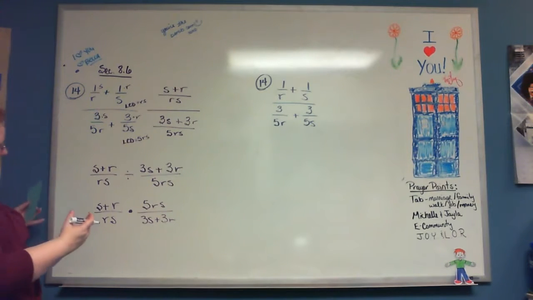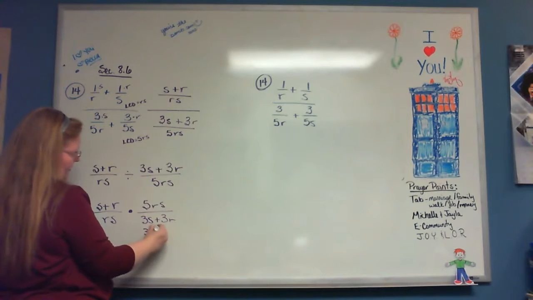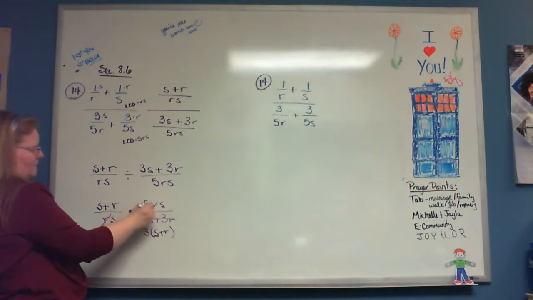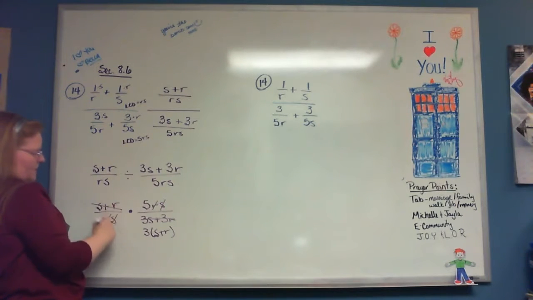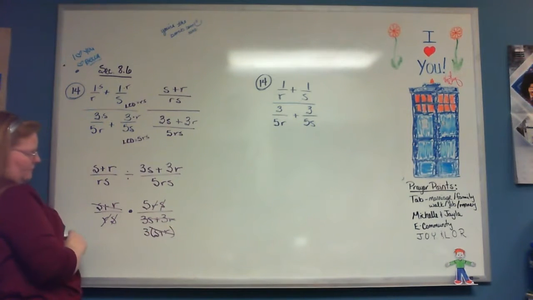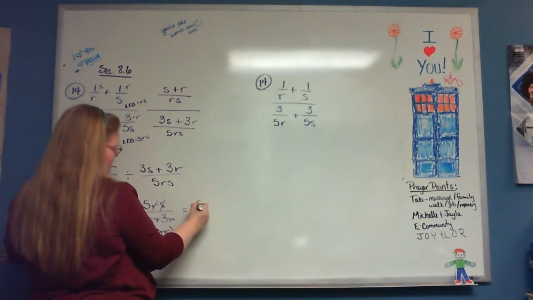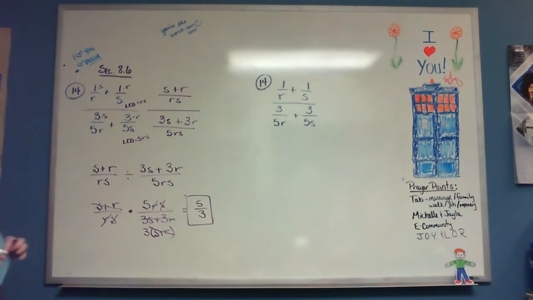We were told to make sure everything is factored. So if I factor this, I get a 3 times S plus R. And then you cross cancel if you can, something on top with something on the bottom. Well, my R's will cancel out. My S's cancel out. And my S plus R cancels out. Leaves me with 5 over 3. And we're done.